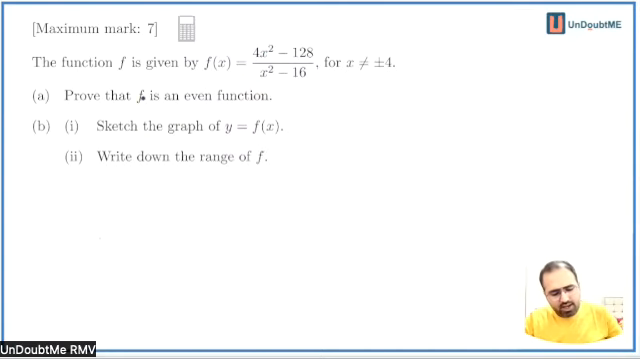So now let us apply that over here. Prove that f is an even function. All we need to do is find f of minus x and show that it will be equal to f(x) only. And if you look at the function carefully, it is quite evident by observation only.